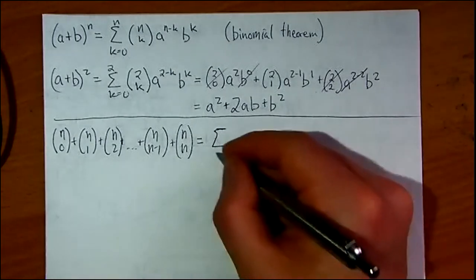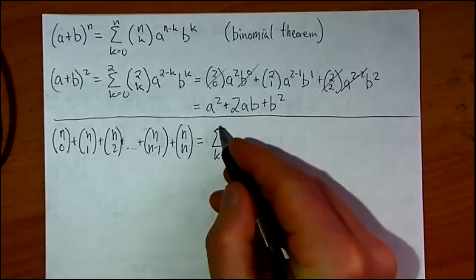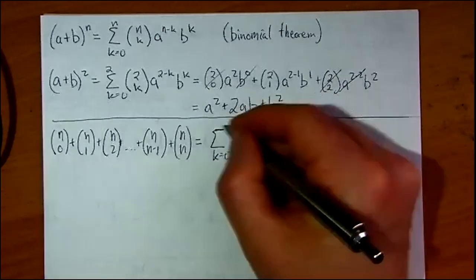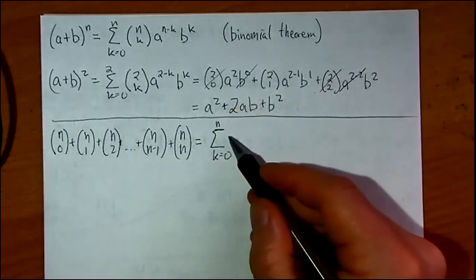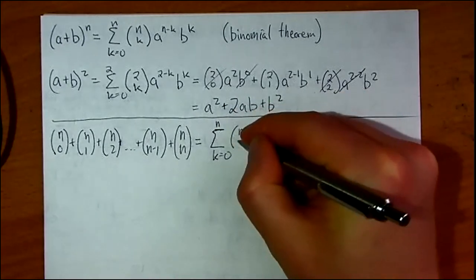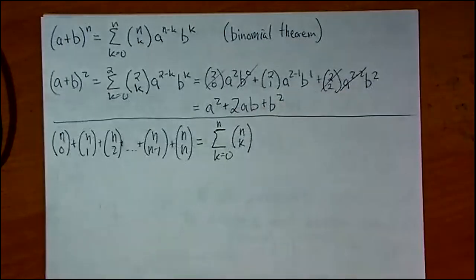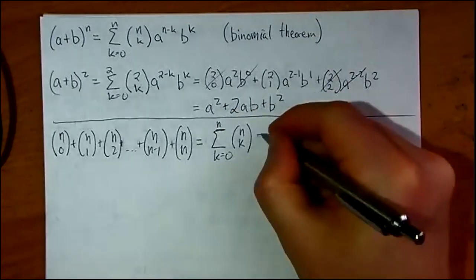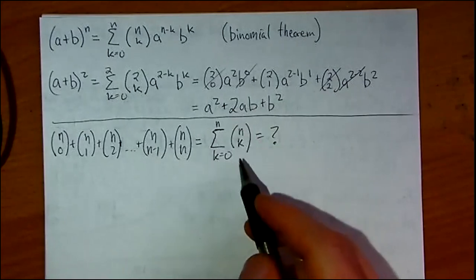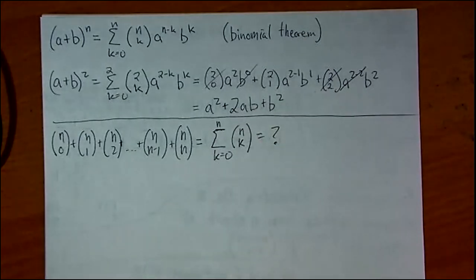K equals 0, okay. And what are we adding up to? N, good. And what goes inside of our summation here? N choose K, very good. Okay, and I want to know what this equals, right? So this is just the shorthand way of writing it, so that was great. And I want to find what this guy's equal to, right?